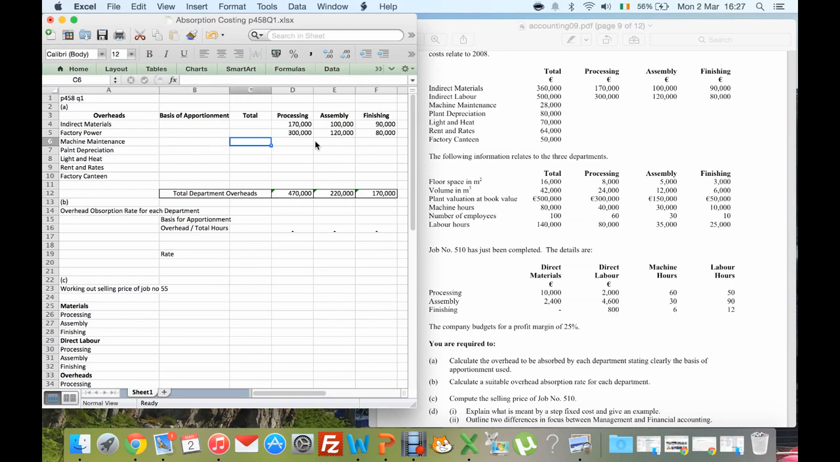I now need to share out the costs, so the 28 grand, the 80 grand, 70 grand, 64 grand and 50 grand that I have for those other areas. So machine maintenance, well, based on the information I have here, I've got machine hours, so I might use that for my maintenance.